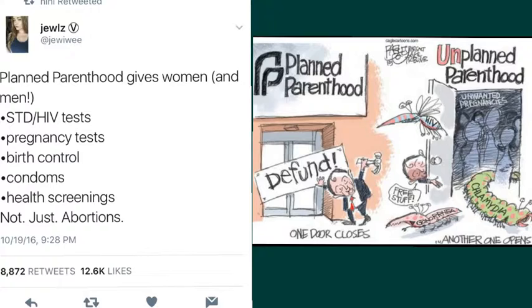Emphasis can also be seen through the listing of what Planned Parenthood gives to both men and women. And this arrangement draws attention to the reader because it's convenient for the reader to read and it's straight to the point.